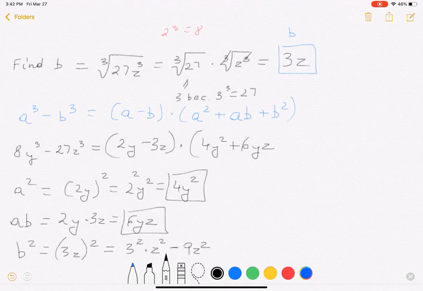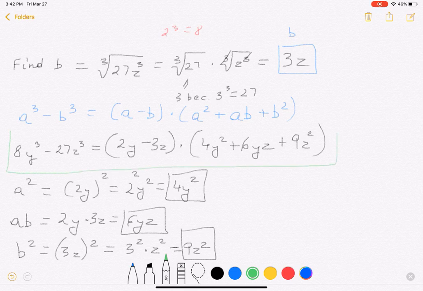So we're getting 9z square. That's what we're having here. Plus 9z square, and we have it. Okay, so that's our final solution. 8y to the third power minus 27z to the third power is the same as 2y minus 3z times 4y squared plus 6yz plus 9z squared.